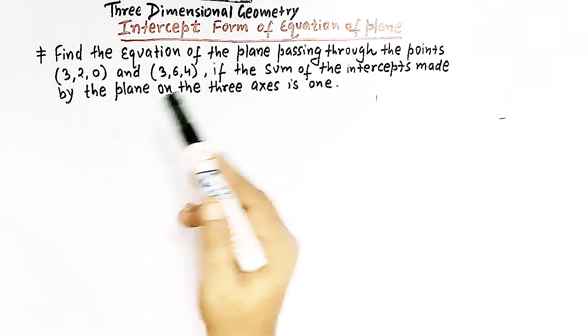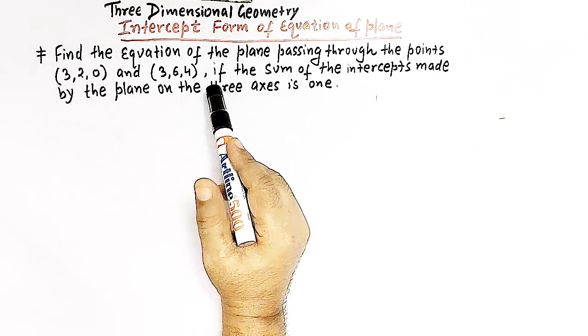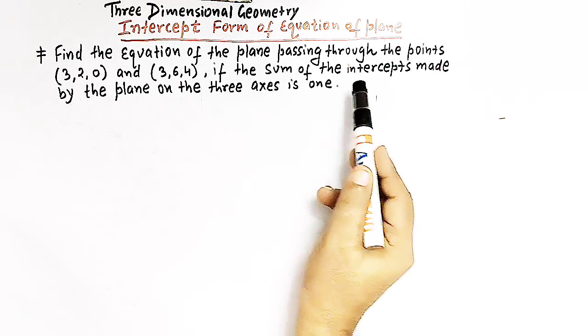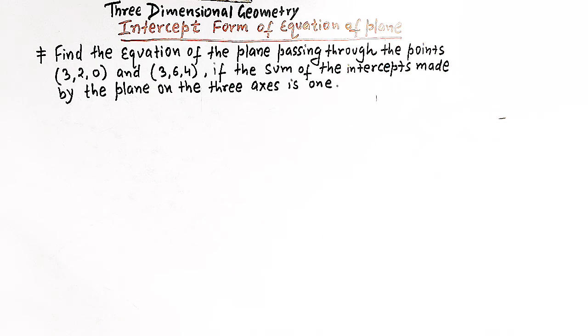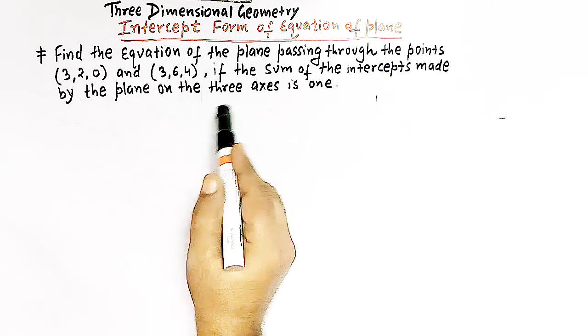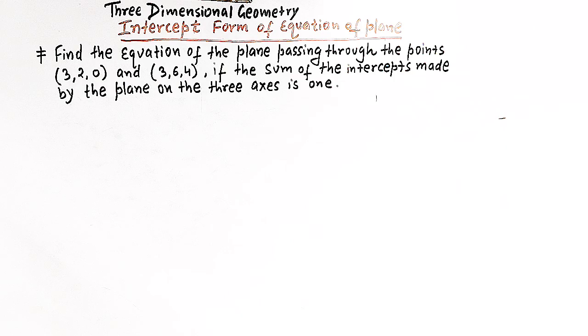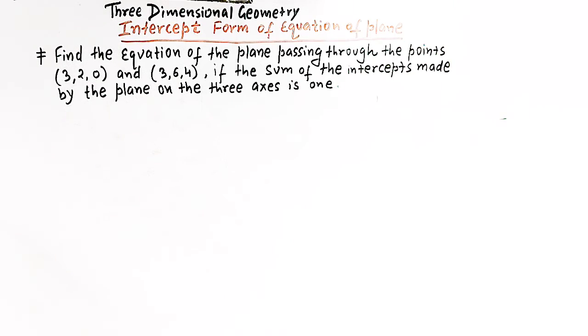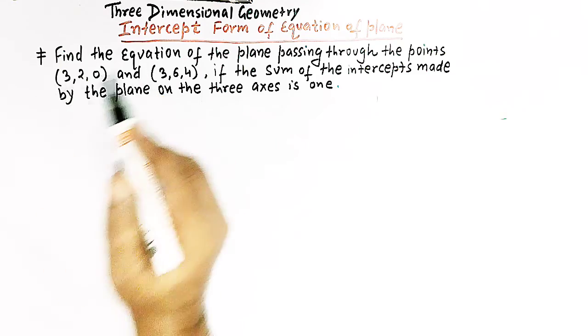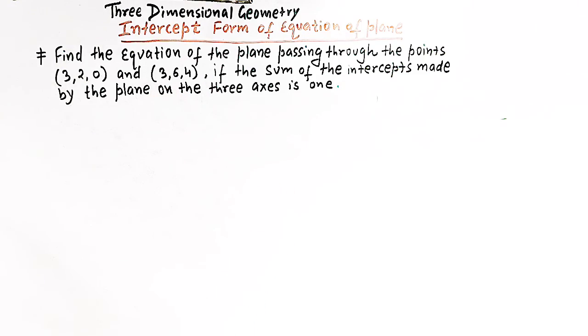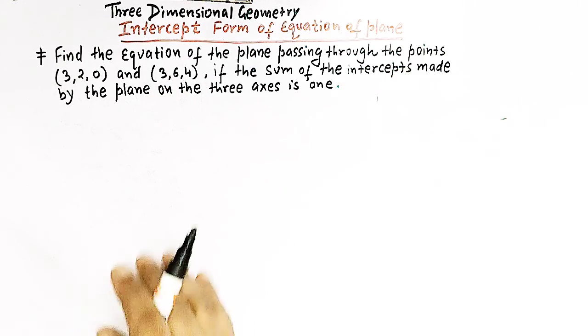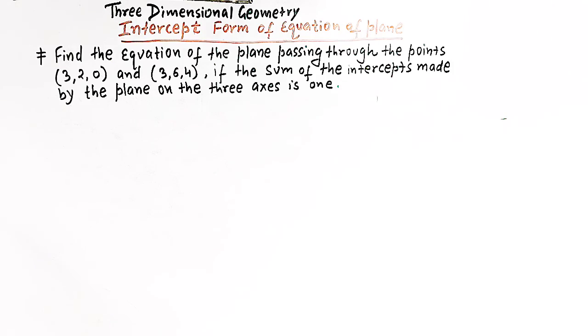And here an additional condition is also given, that is, the sum of the intercepts made by the plane on the three axes is equal to 1, right? So here we are going to make use of the concept of the intercept form of the equation of a plane to solve this problem, right?